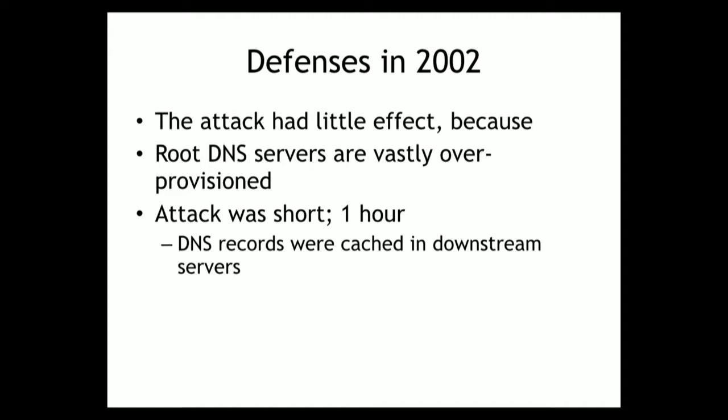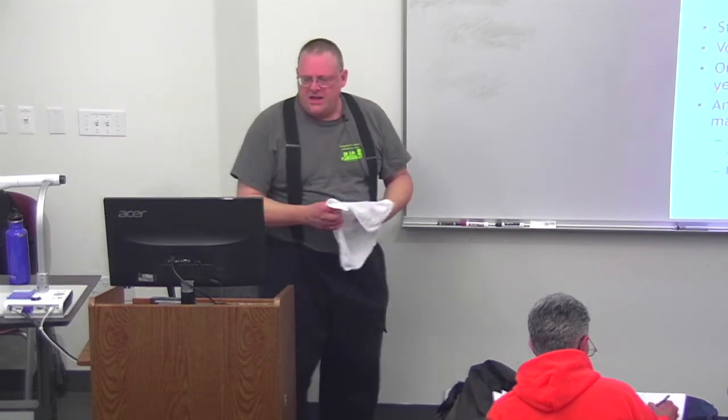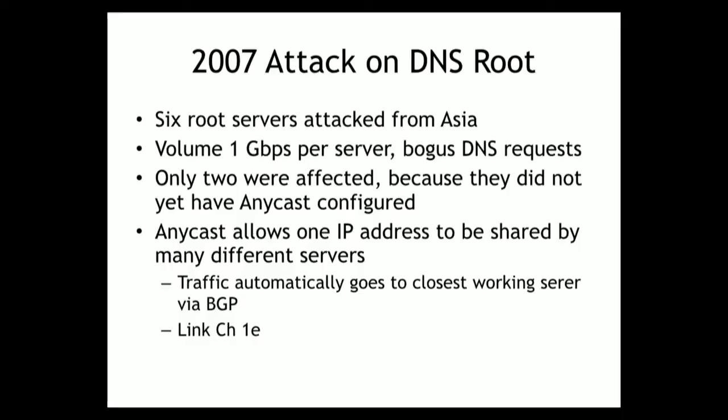And another one is this attack was short. And as we'll see, even if you brought down the DNS root for 1 hour, it wouldn't make any difference to anyone because the intermediate caches store that information for up to a day. So most people would not need to use the root for a day. Now, in 2007, 6 root servers were attacked, and only 2 of them were affected. And this is because they were the ones that did not yet have anycast.